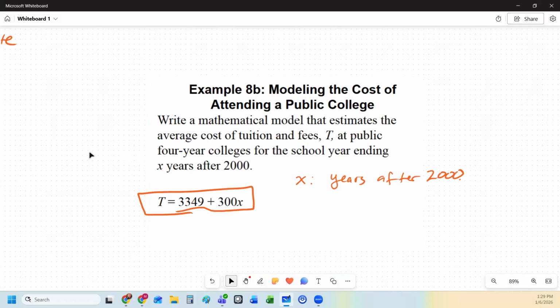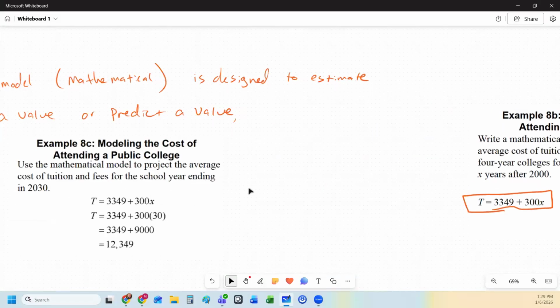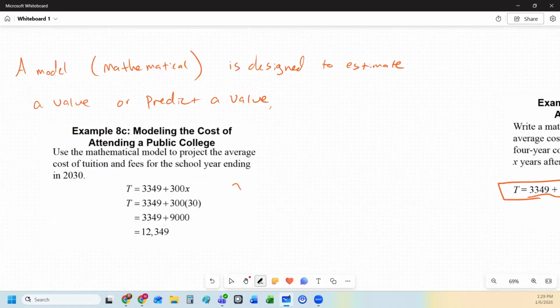So we have our model, it was given to us, and we're asked now to evaluate for the cost of tuition in the year 2030. So if X is the years after 2000, then X becomes 30 because there's 30 years after 2000. And we just plug it in, and 30 times 300 is 9,000. You add that to the 3,349 and you get 12,349, right? So we can predict values using these models.